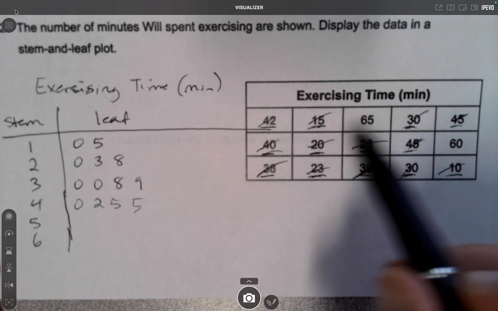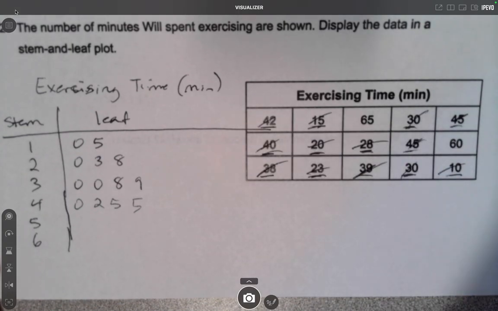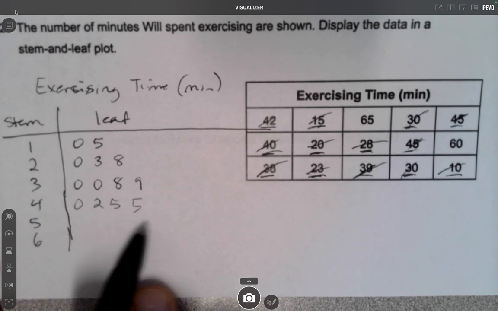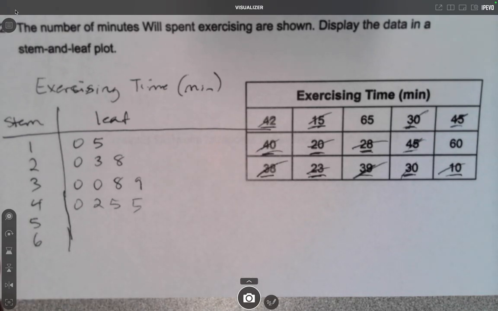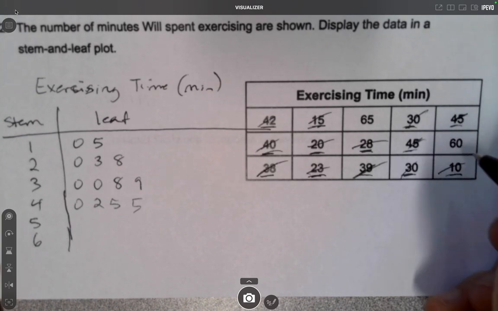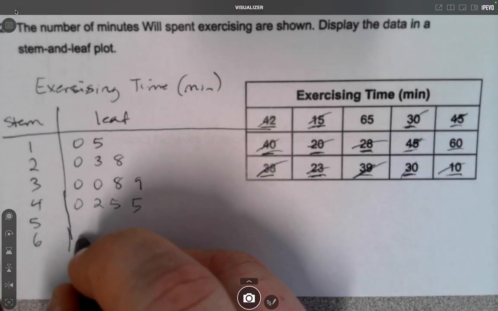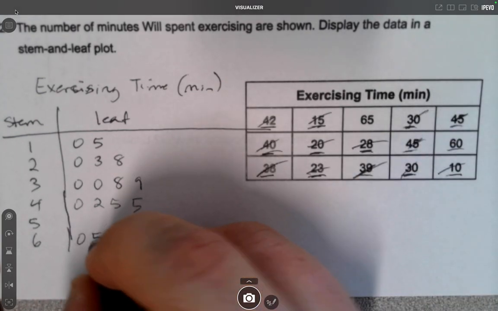Now if you look, there's none in the 50s. So we'll just leave this leaf line blank. But that's helpful still because it shows us there was not a time collected where he spent 50 to 59 minutes exercising. But there were some times he spent 60 or 65.